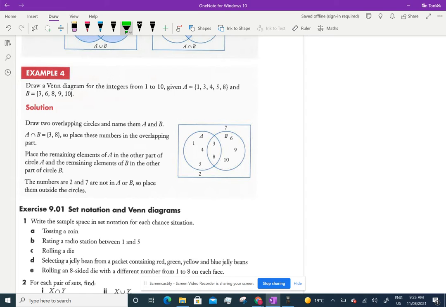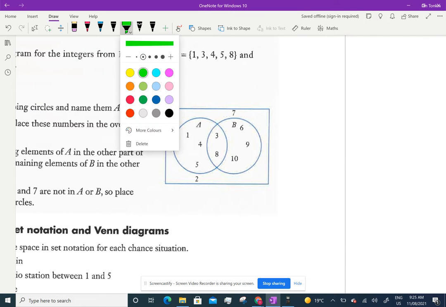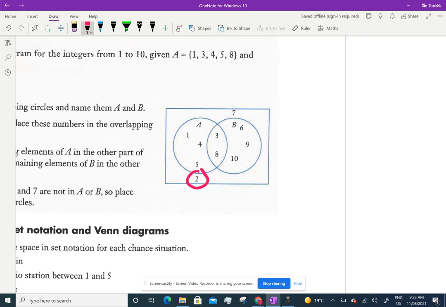Well, if I've got the numbers from 1 to 10, and you can see here, there's a 2. Well, it's not in either hat. That's not in hat A or hat B. I have 2 numbers in both hats, a 3 and an 8. I have these numbers in hat B, and I have these numbers in hat A.